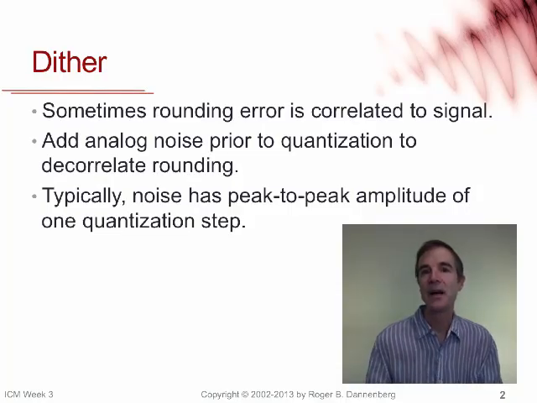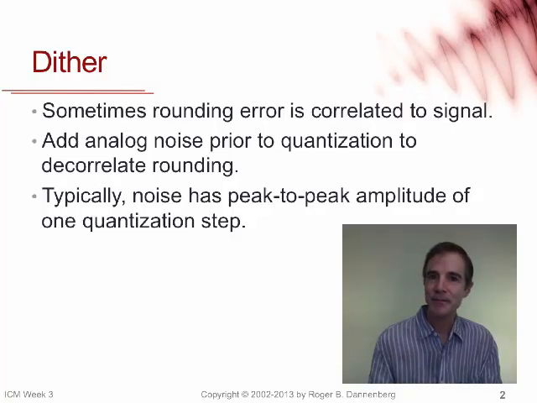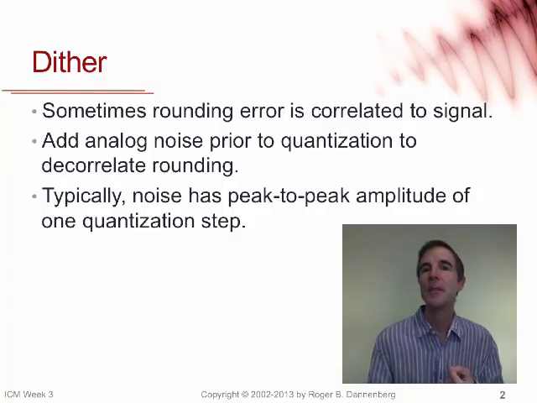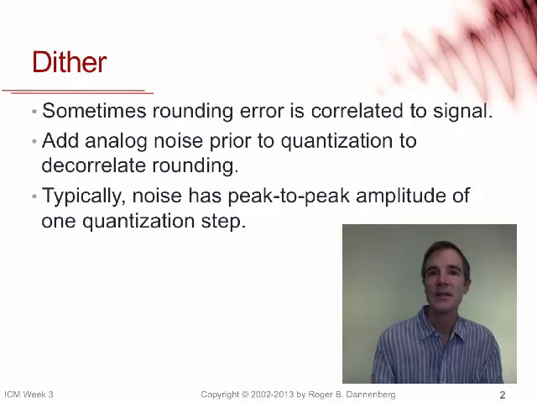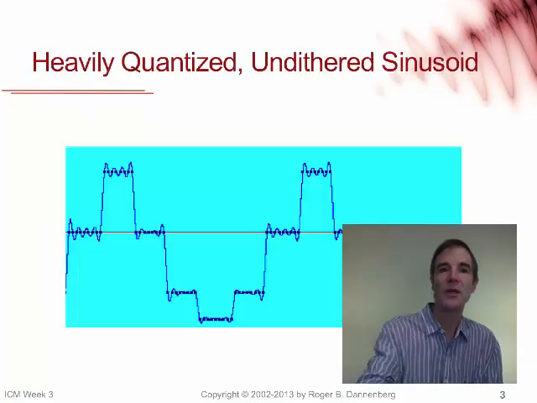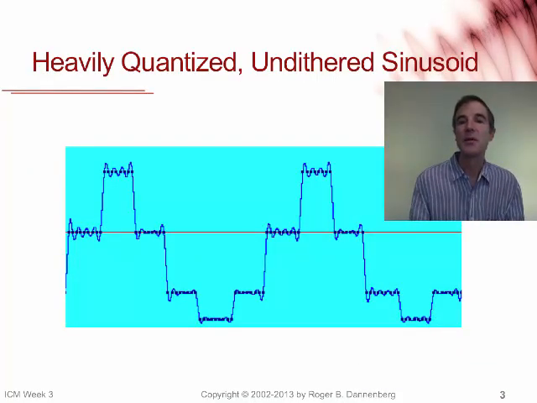It may seem odd to be adding noise to a signal on purpose, but what that does is it decorrelates the rounding from the signal, so that the rounding error is actually just noise, which a lot of times is more acceptable and less audible. Typically the noise that you add has a peak-to-peak amplitude of one quantization step, so it's a very low-level noise. So here's an example of what can go wrong.